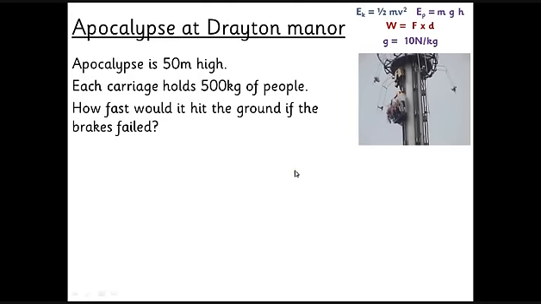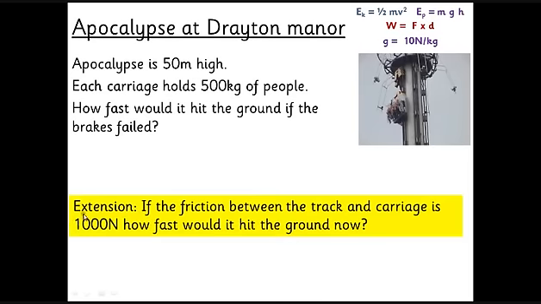Okay, this is another slightly harder calculation, same sort of idea. So if you've ever been on Apocalypse at Drayton Manor, it's approximately 50 meters high. Let's say there's 500 kilograms in the system dropping, and we're trying to work out how fast it's going to hit the ground if the brakes fail. And then a tricky extension to this, suppose it's not just dropping freely, there's some friction on the track. Could we work that one out?